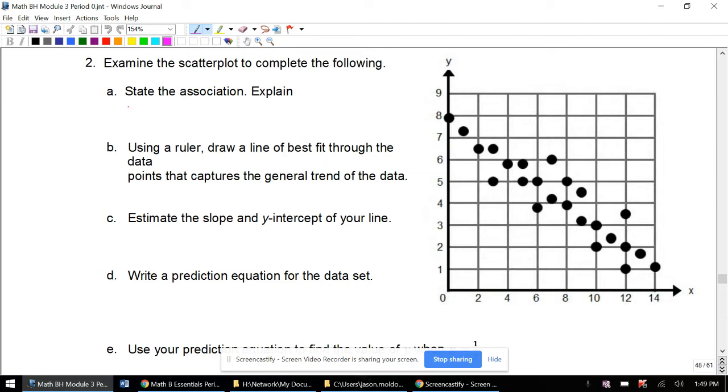So we're going to say negative linear moderate association.